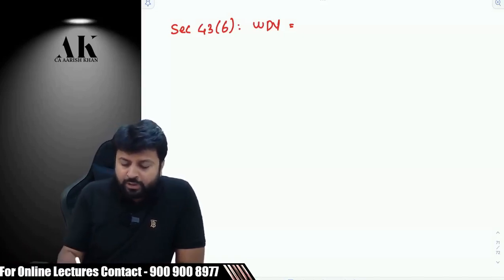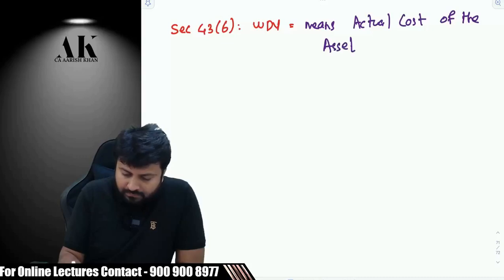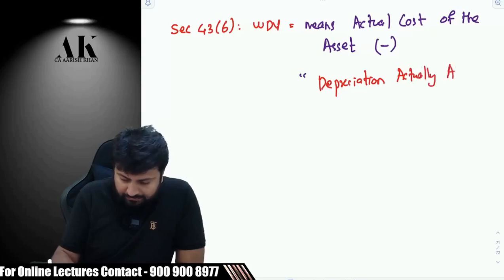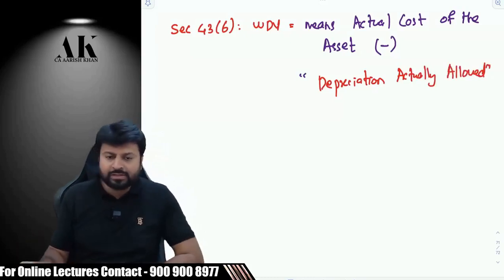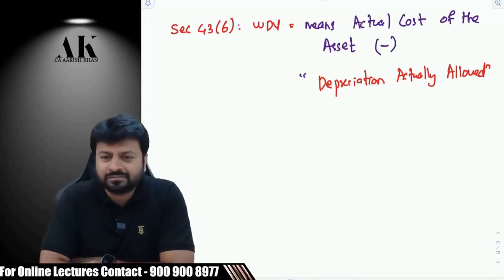Listen carefully. WDV means actual cost of the asset minus depreciation actually allowed. If you go to the income tax law section 43(6), you will find this definition. Okay. Listen carefully. Beautiful discussion.